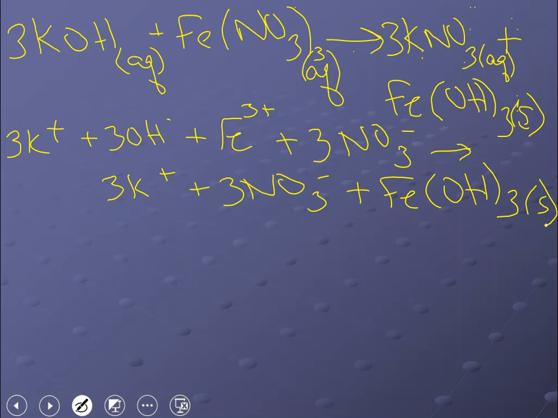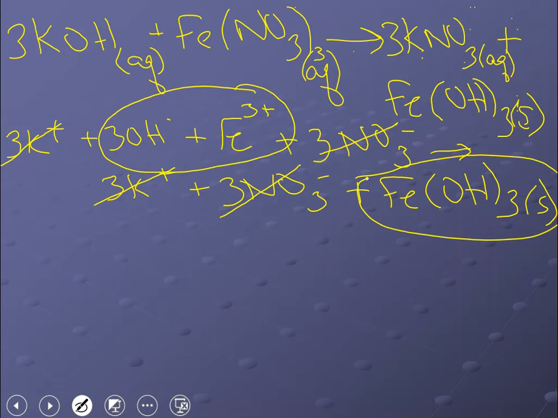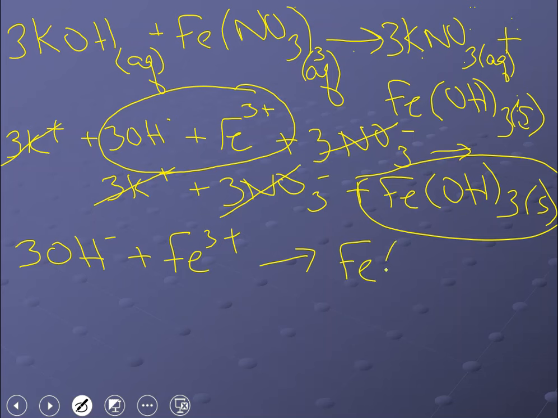Then to get our net ionic equation, we can look at our reactants and our products and cancel out anything that is similar, or actually it needs to be exactly the same. So that would be our potassium ions, and our nitrate ions are the same. And then we write what is remaining. So these didn't cancel, and neither did this. So here is our result, 3 hydroxides plus an iron ion, and then here's our precipitate.